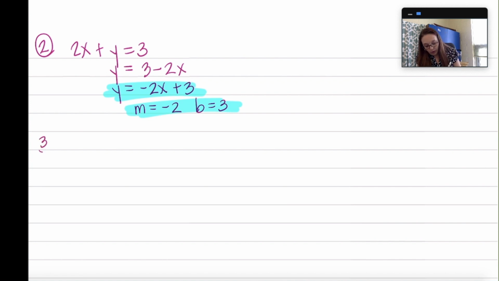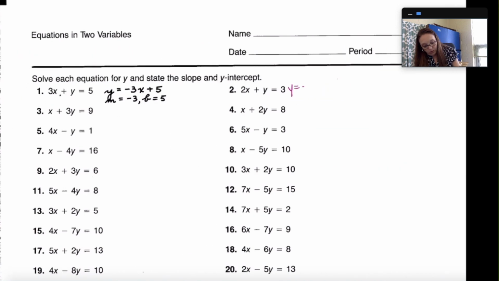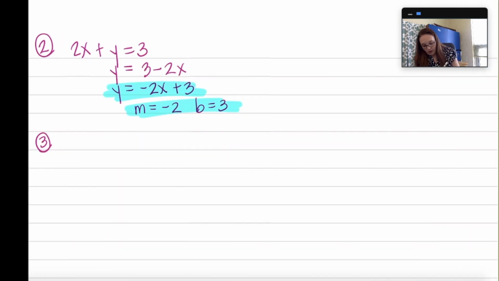Let's go to number 3, but before we do that, we do need to write that down next to the problem. So it was y equals negative 2x plus 3. I'm going to put the m was negative 2, and b, the y-intercept is 3. Okay, problem 3 is x plus 3y equals 9. So if I'm going to solve for y here, my very first step would be to subtract x on both sides. So 3y is equal to 9 minus x.